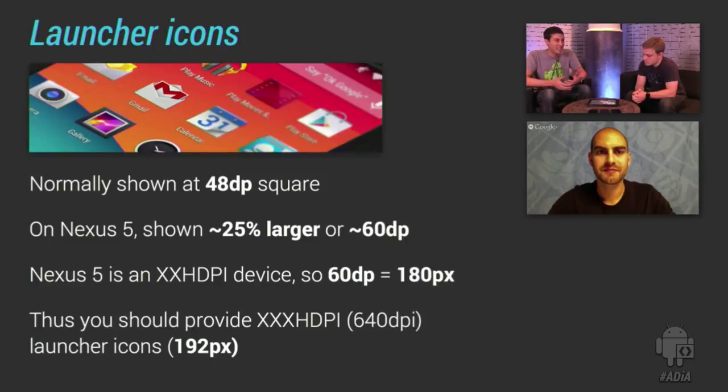And so that means in this case, you need to provide an XXXHDPI icon for the launcher icon. And so right now this applies to Nexus 5, since Nexus 5 has this new kind of launcher. But you'd imagine that other devices in the future would potentially do something like this. So basically, just get ahead of the game, start including these 640 DPI icons.